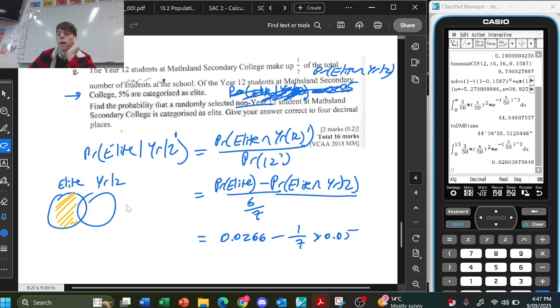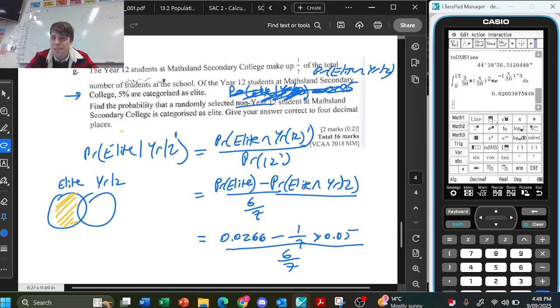Anyway, we're trying to work out the probability that they're elite and in year 12. Firstly, the probability that they're in year 12 is 1/7. Secondly, the probability that they are elite, given that we know that they're in year 12, is 0.05. So this would be how we would work it out. We would divide that by 6/7, type that into your calculator, you'll get the answer. Looks like only 20%, sorry, got this right. So it's not just me who's struggling here. But let's just type it in.